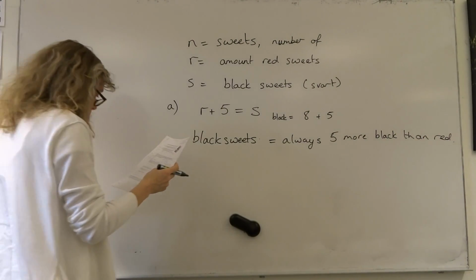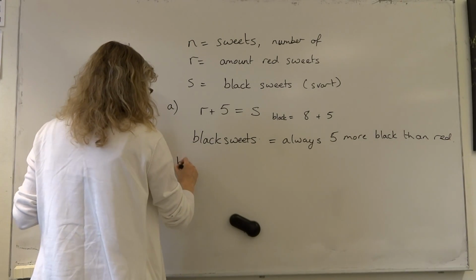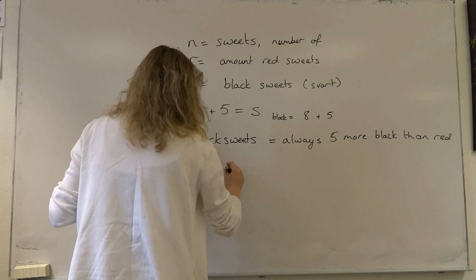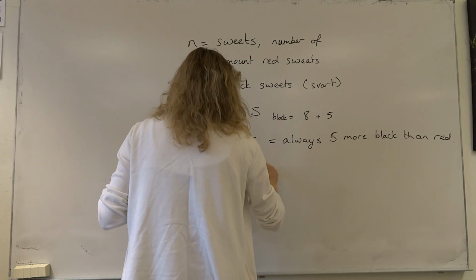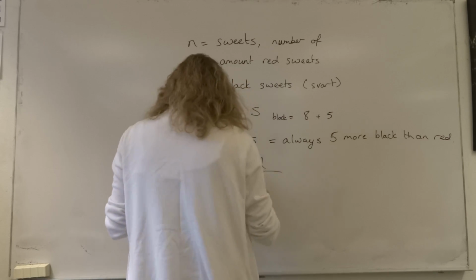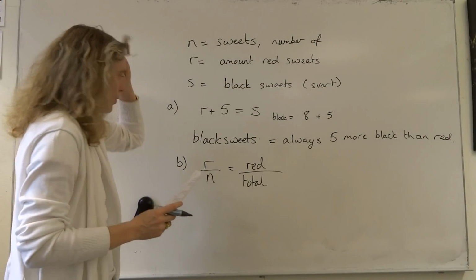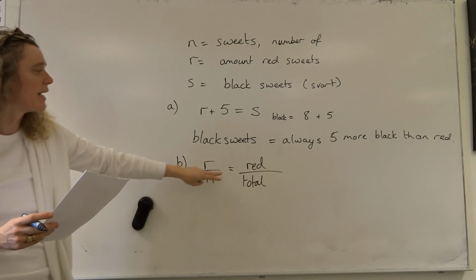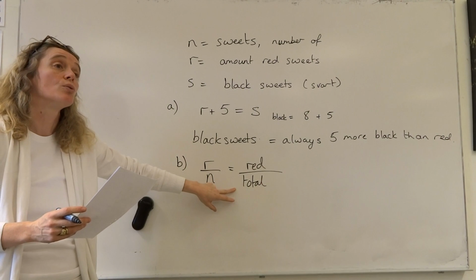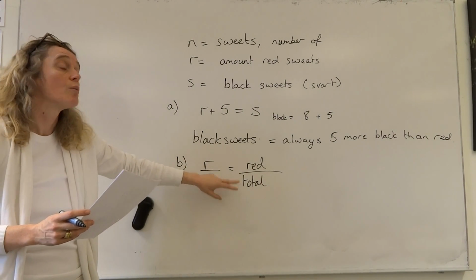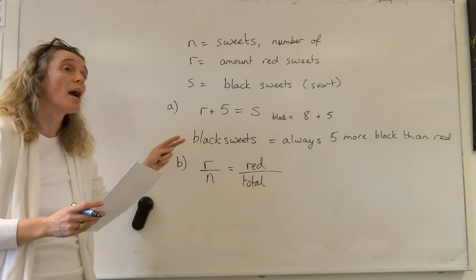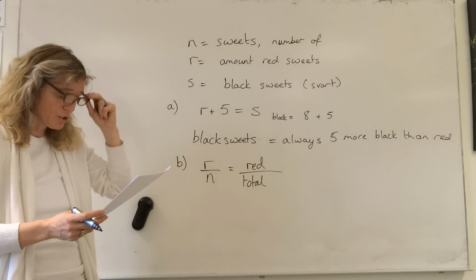And then the next one is, what does the expression R over N mean? So the number of red sweets divided by the total. So it's the ratio. So R divided by N is the ratio of the red sweets compared with the total in the box. So ratio of red or fraction of red in the box. So you can answer either of those expressions to get the points there.